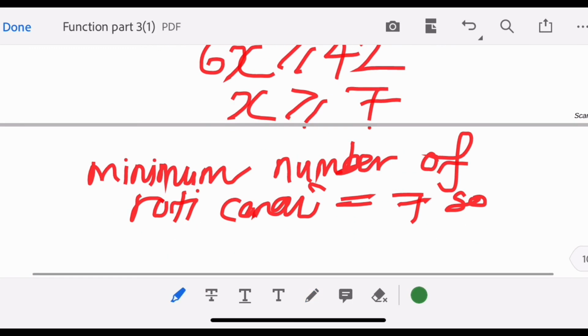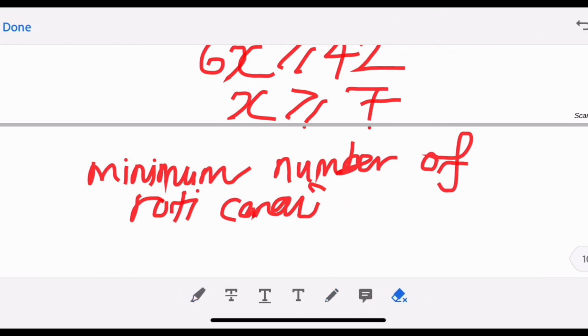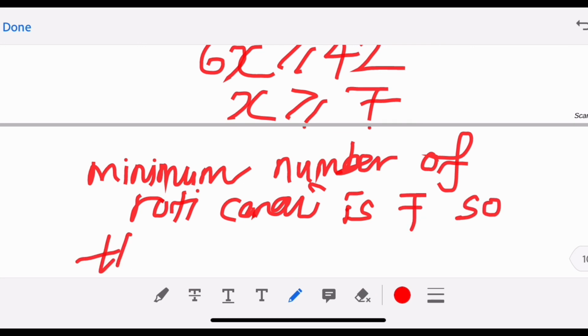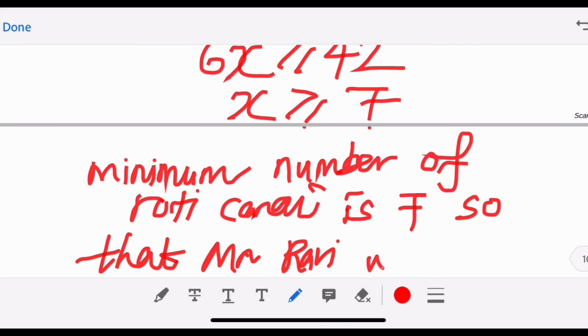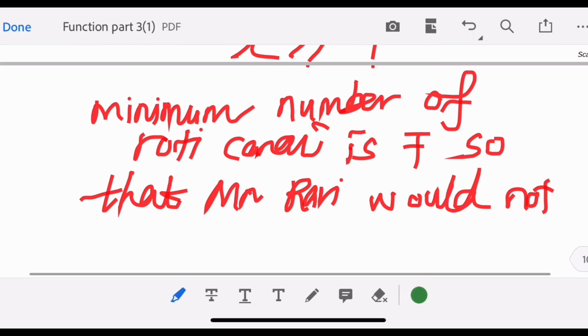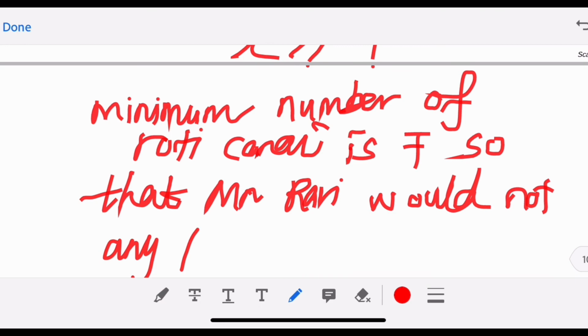We normally write in words when it comes to this: roti canai is 7, so that Mr. Ravi would not experience any losses. Okay, so this is actually the conclusion, you see or not? This is a hot question. Normally they would like you to write a statement or sentence to make a conclusion.